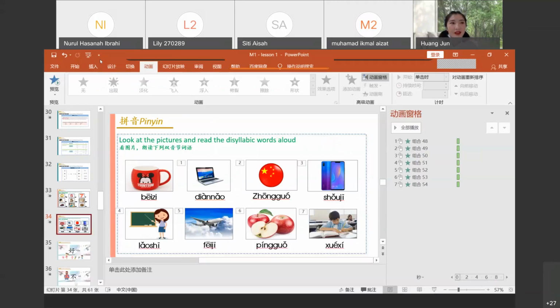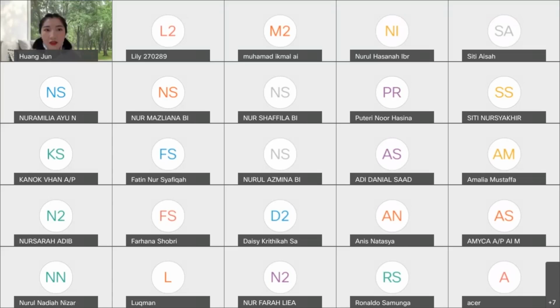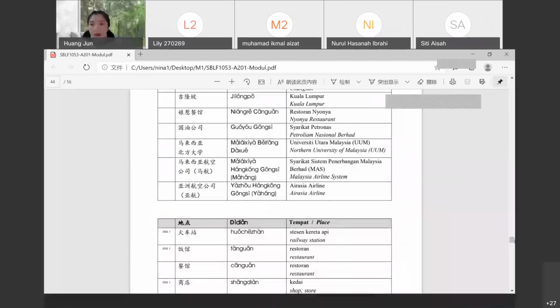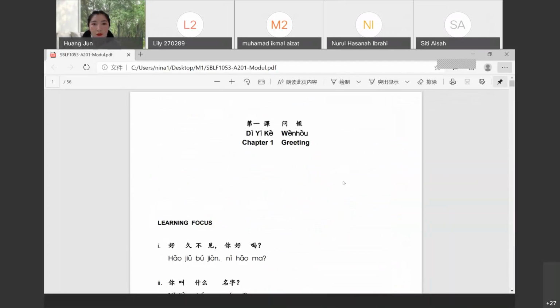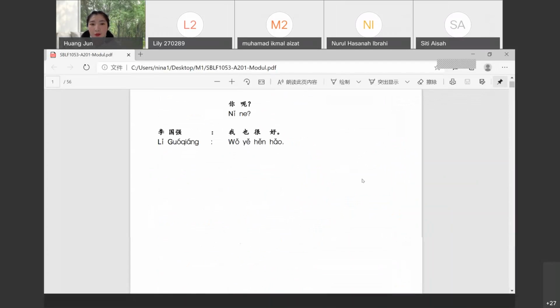Okay, so we already finished learning pinyin today. Later when we finish class, I'd like you to download the module Mandarin 1. I already uploaded the module for all of you. Did you already download that? You can download this PDF from WhatsApp and online learning. Next class we will start from chapter 1.